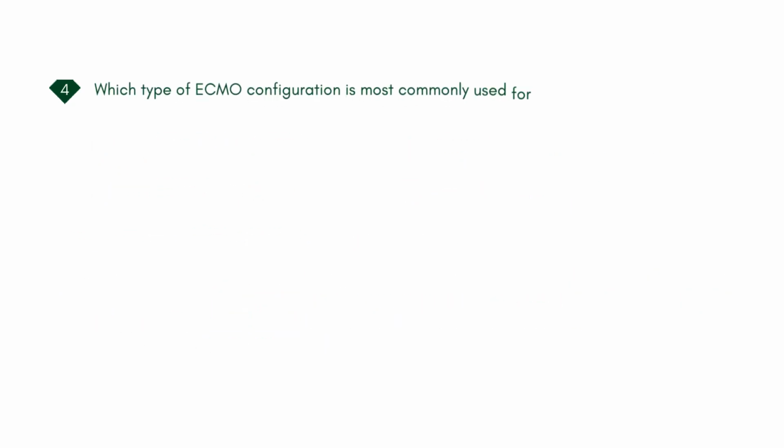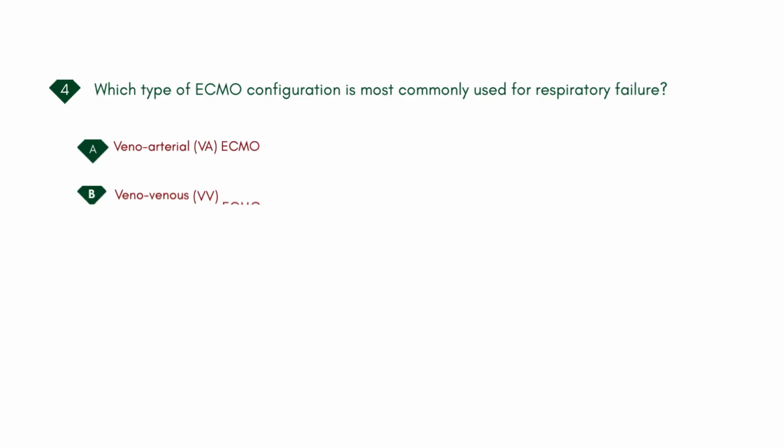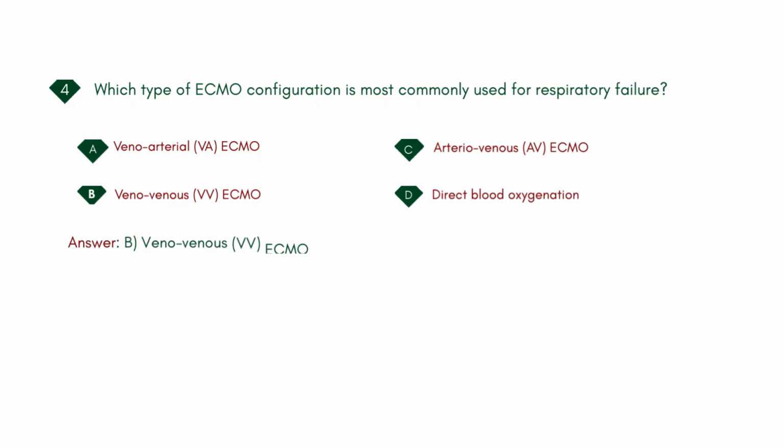Which type of ECMO configuration is most commonly used for respiratory failure? A. Veno-arterial, VA, ECMO. B. Veno-venous, VV, ECMO. C. Arteriovenous, AV, ECMO. D. Direct blood oxygenation. Answer: B.